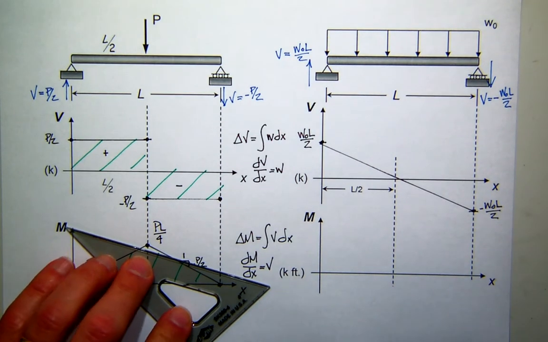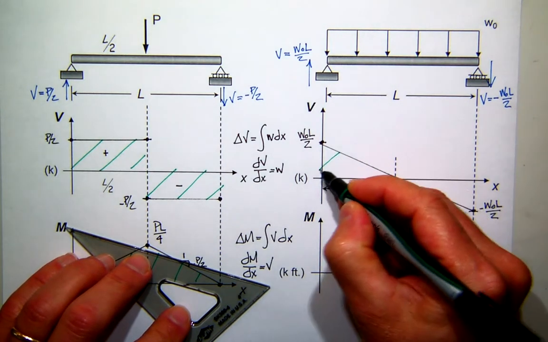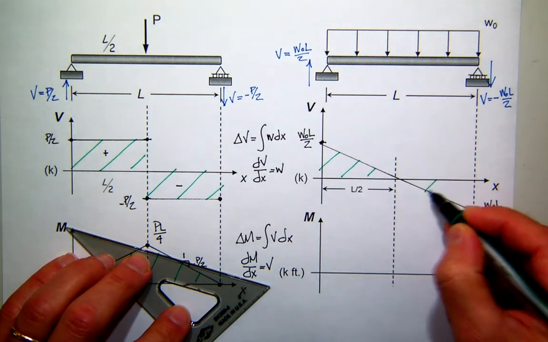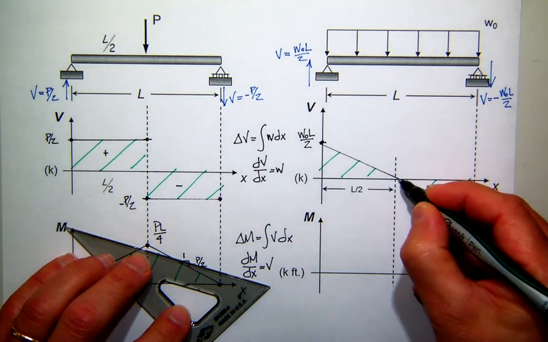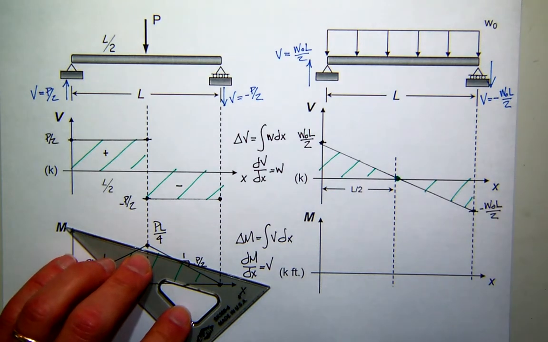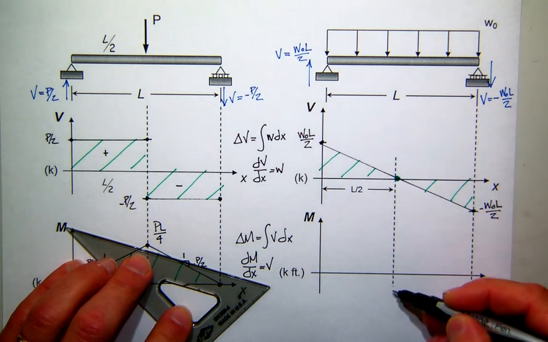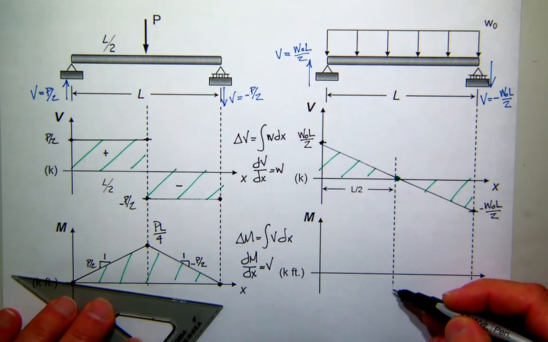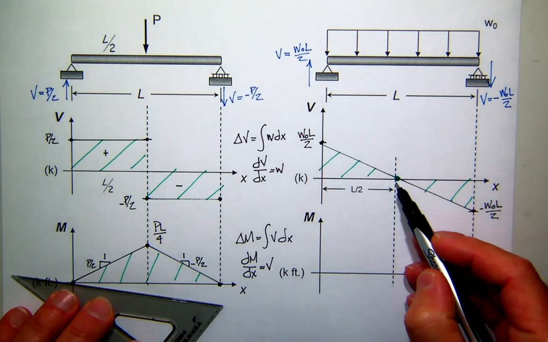Now across the axis, when it crosses the axis from positive to negative or negative to positive, that indicates a point which will be of interest to us. So I'm going to add that point to my moment diagram. And why would I care about that? Well, that's where the shear is 0.